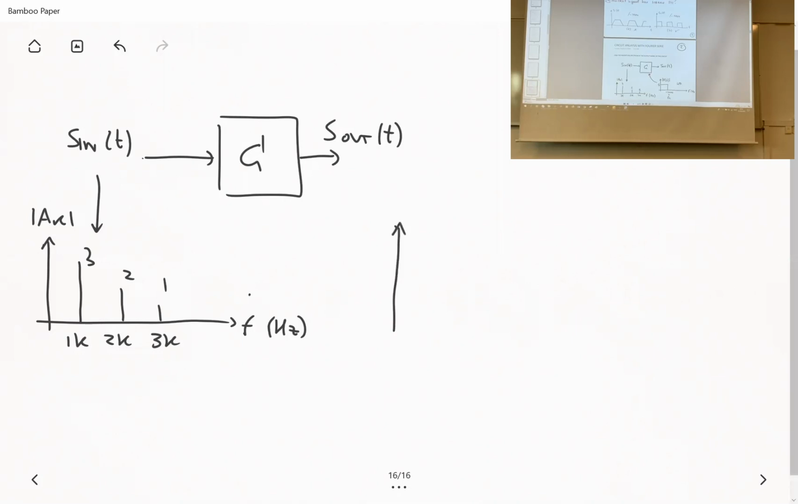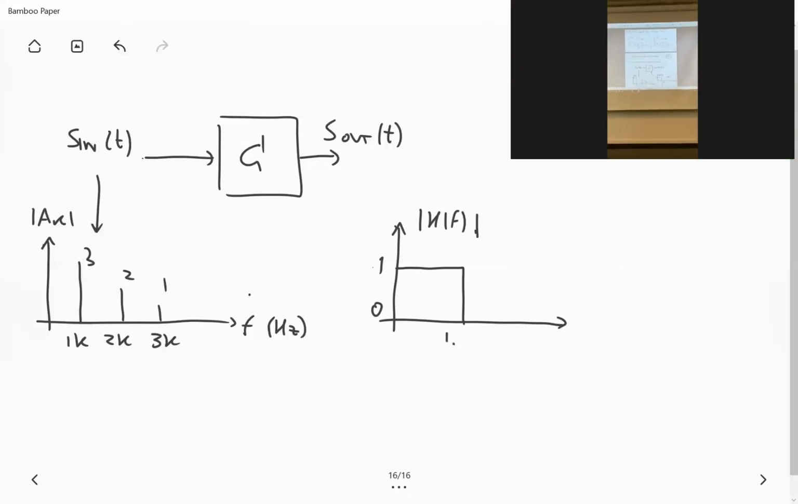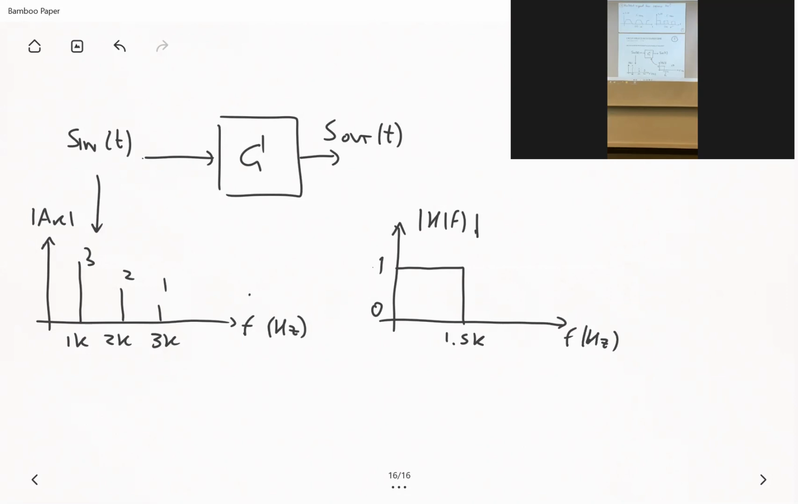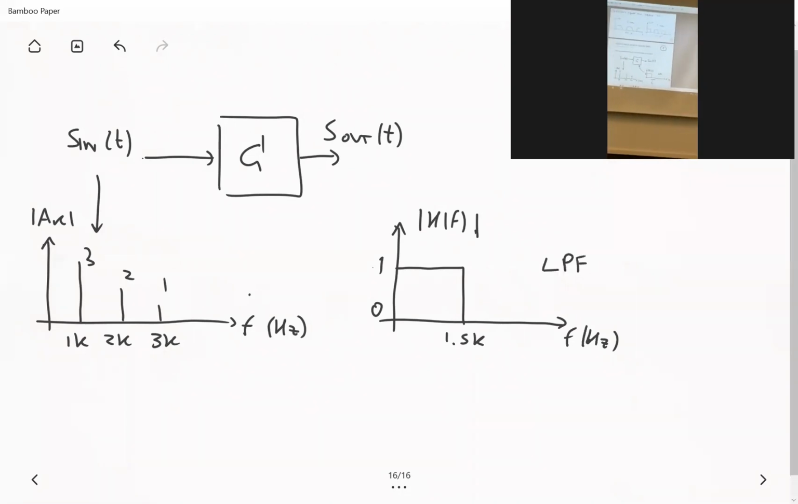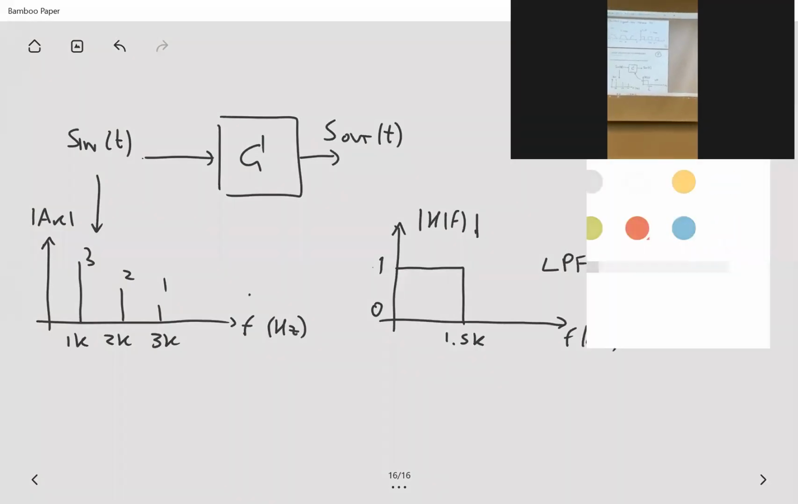So then I also know the frequency response of the system, which is absolute value of H(f). Only the magnitude, so I'm also neglecting the phase of the frequency response of the circuit. To make it simple, this is 1, this is 0, and it's 1.5 kilohertz. Of course, we want to find the spectrum of the output. You can see from the frequency response that this is a low pass filter. So I write here low pass filter. If any of you don't see it, just let me know.